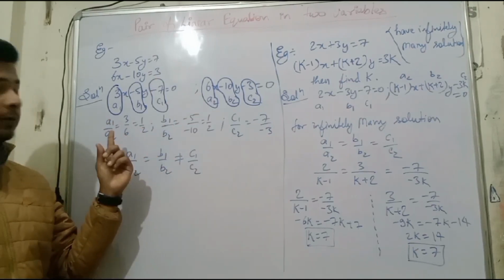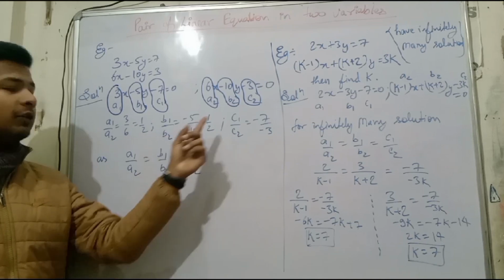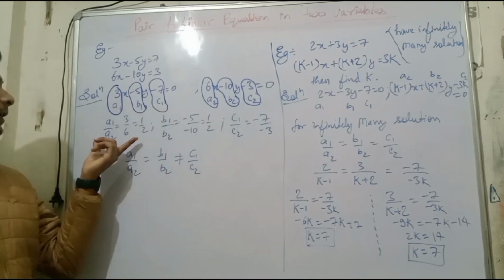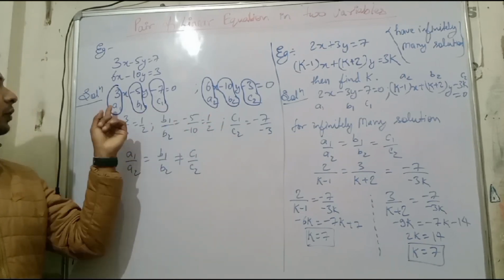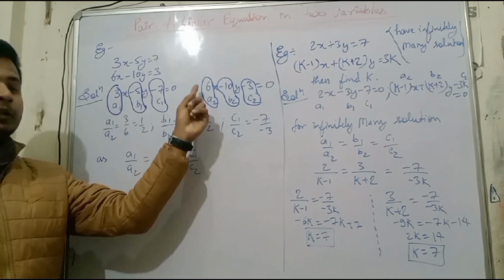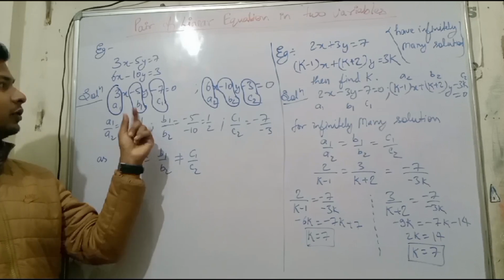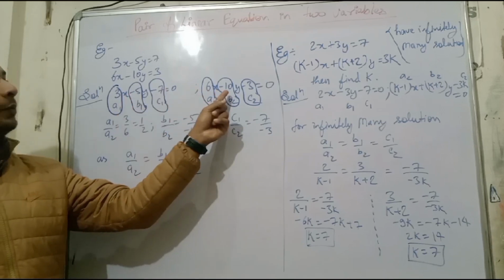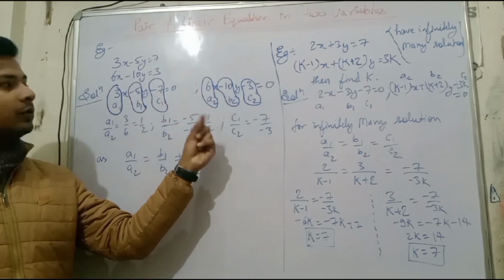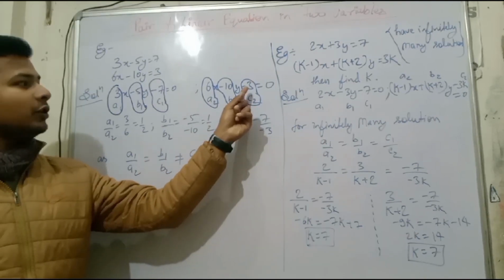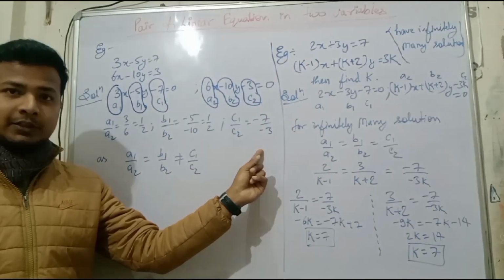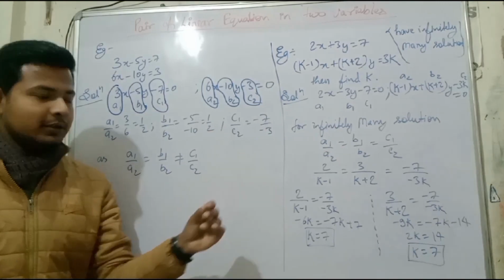Just try to find the ratios. Which ratios? A1 by A2, B1 by B2, and C1 by C2. First of all, let's find A1 by A2. A1 is 3, A2 is 6. 3 by 6 means 1 by 2. The value of A1 by A2 is 1 by 2. Similarly, B1 is minus 5, B2 is minus 10, the ratio will be 1 by 2. C1 is minus 7, C2 is minus 3, minus 7 by minus 3, or you can write 7 by 3.